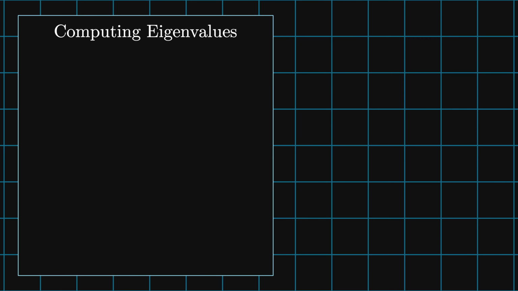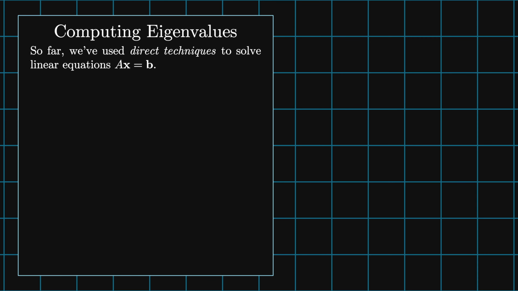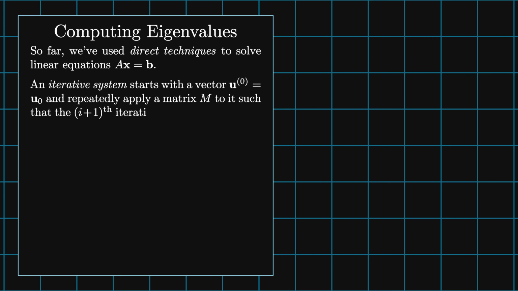All of the algorithms we've used so far have been direct algorithms. That is, they take you from the original matrix to some other matrices exactly. Fast algorithms for computing eigenvalues, however, use iterative techniques. An iterative system starts with a vector u0 as the zeroth iteration and repeatedly applies some linear transformation m to it, such that the i plus 1th iteration is given by applying m to the ith iteration. So u_{i+1} equals m u_i plus c.